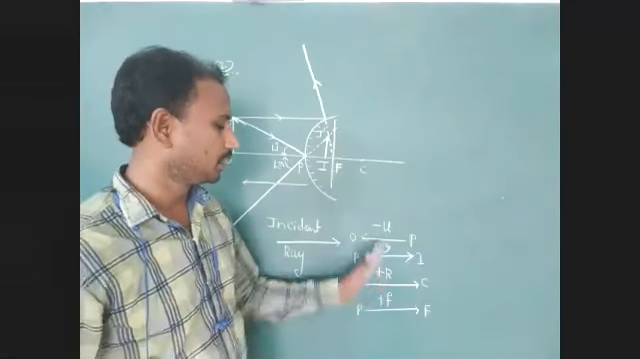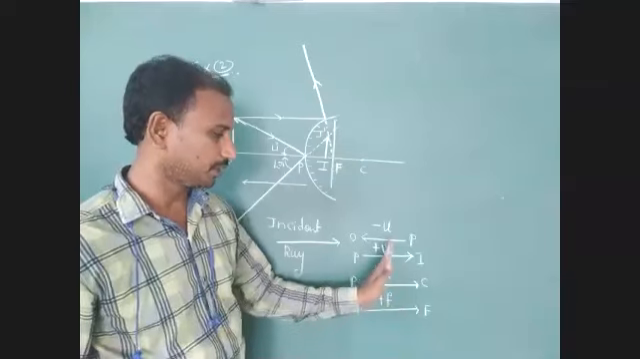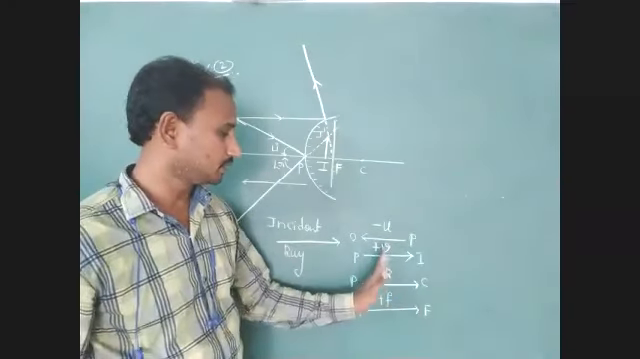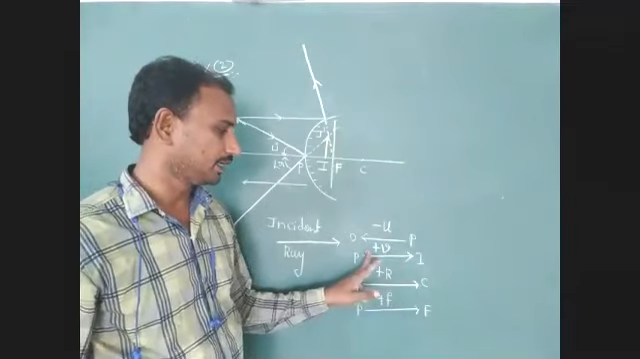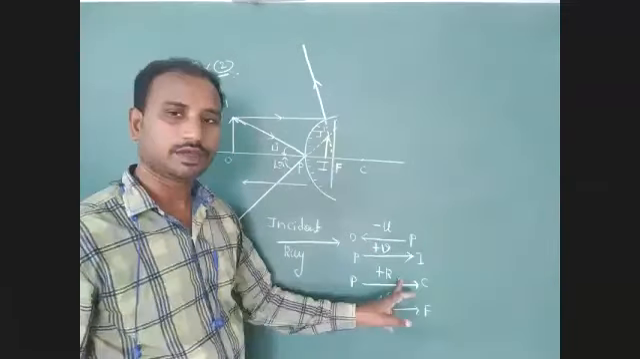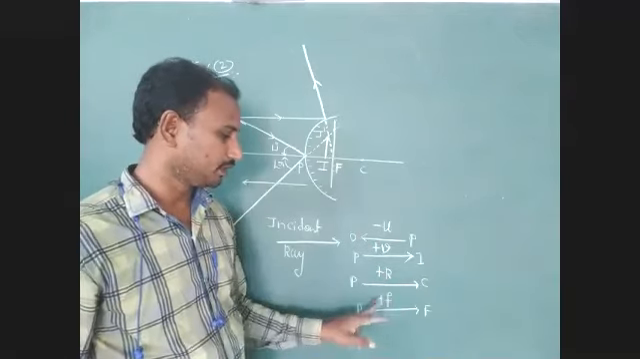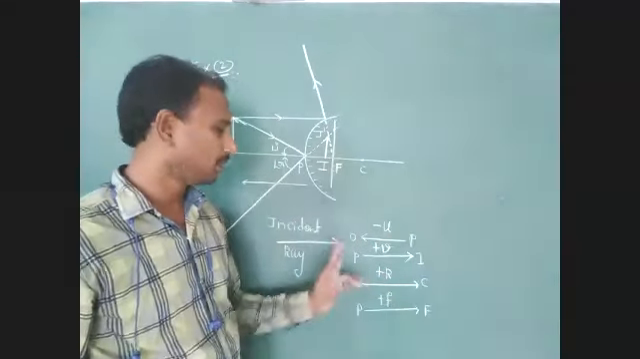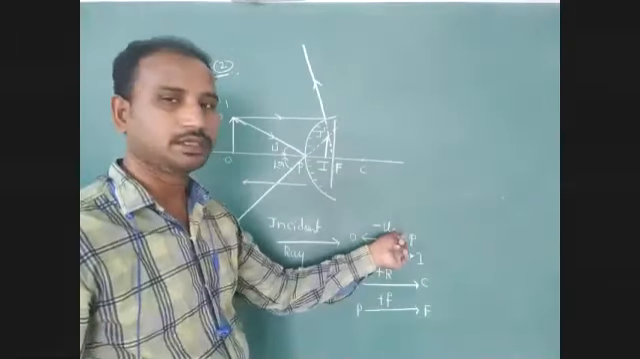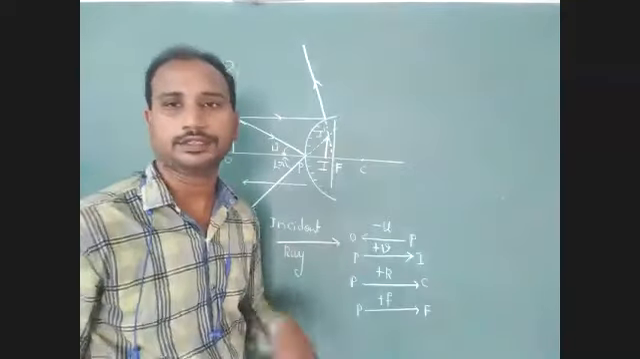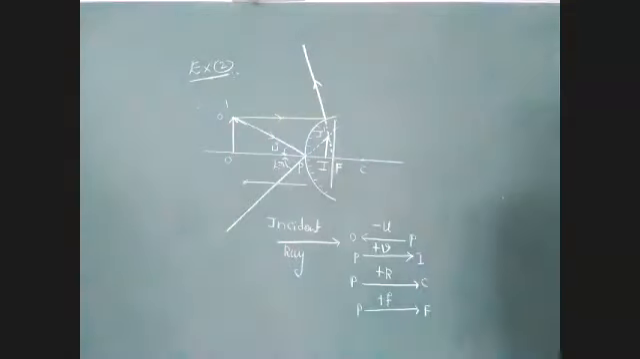Because of that, the sign convention for image distance is plus, for radius of curvature is plus, and for focal length is plus. But what about the object distance? For the object distance, the sign convention given is for the opposite direction, minus. Okay, I forgot one more point also. We have to identify it.